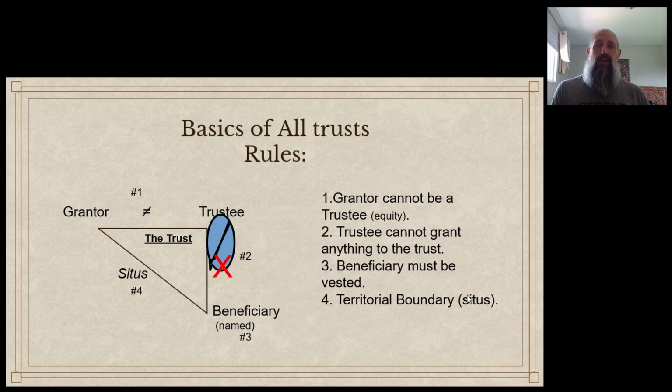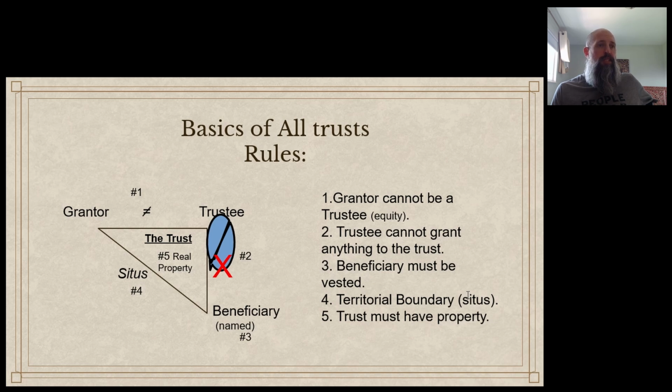The trust has to have a territorial boundary. You have to pick a location for this trust, where this trust is going to be active and functioning. And just because a trust might have a situs in Colorado does not permit it or limit it from doing business or buying property somewhere else. That's just the location of where the trust is going to be performed, really.